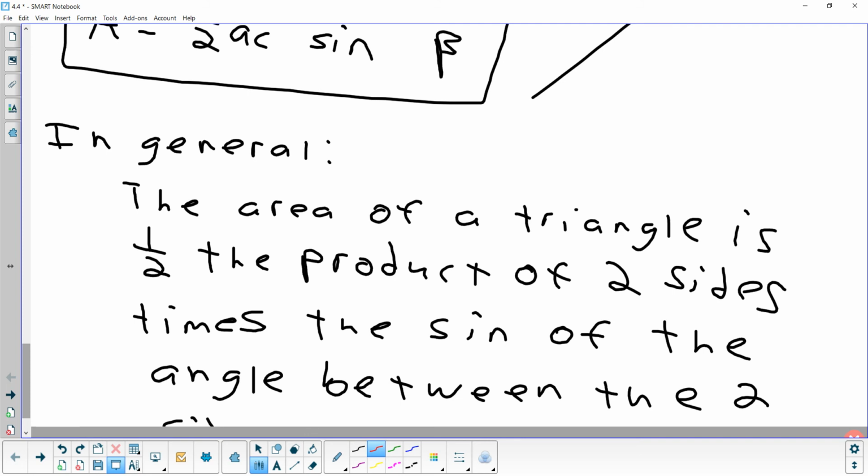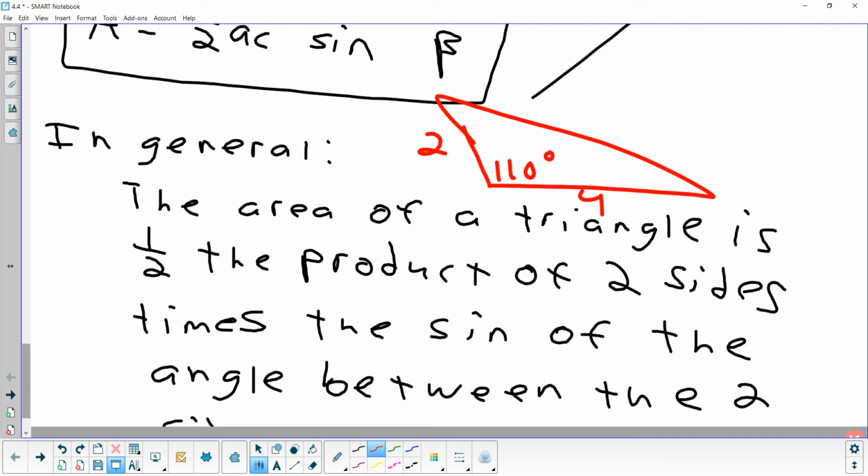Because you might be given a triangle that doesn't have any labels on it, so you're not going to know which side is A, B, or C. It might just give you one like this. Doesn't matter which side is A, B, or C. The point is you know two sides and you know the angle between them. You can call them whatever you want, but just plug those numbers into that idea. The area is 1/2 the product of the two sides that you know times the sine of the angle between them.